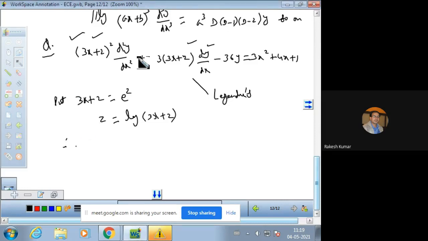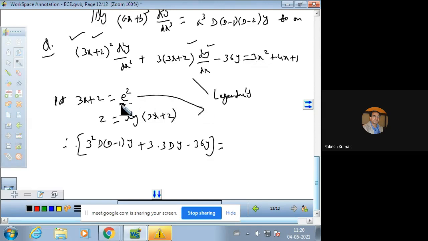So put the values here. That will be 3 square d into d minus 1 into y plus 1, 3 is already there, this one, and its first order derivative value is 3 dy, and this is minus 36y is equal to the value of x. So we have to find out the value of x. x comes out to be e raised to power z minus 2 over 3.